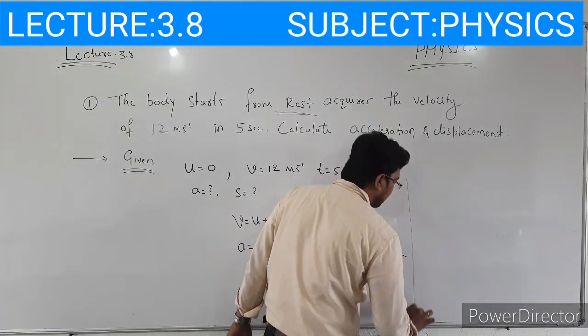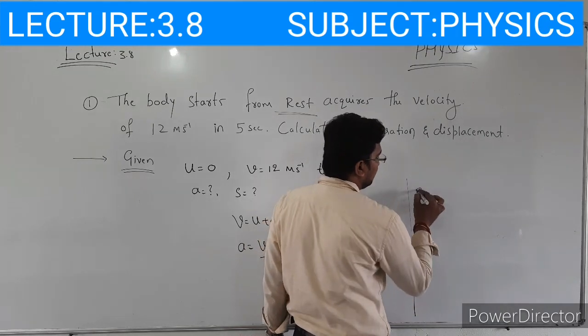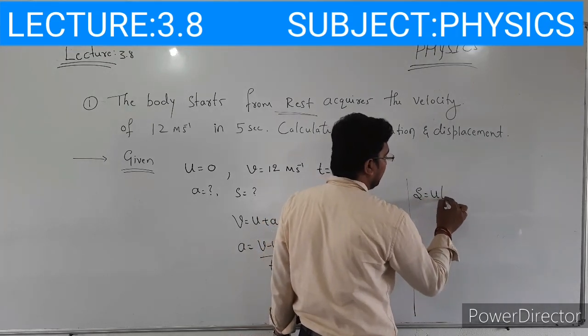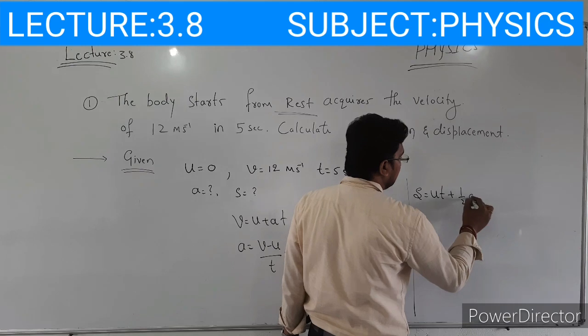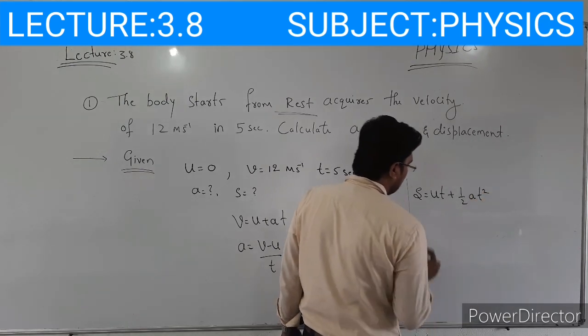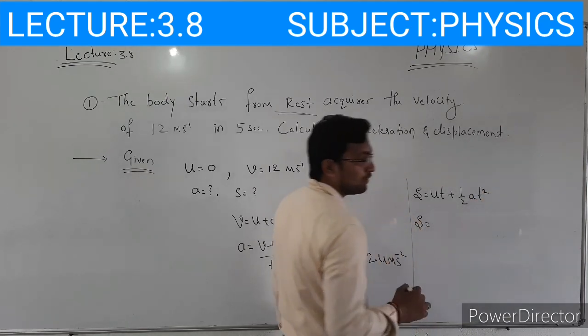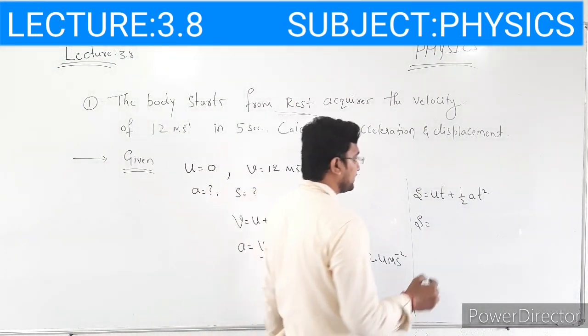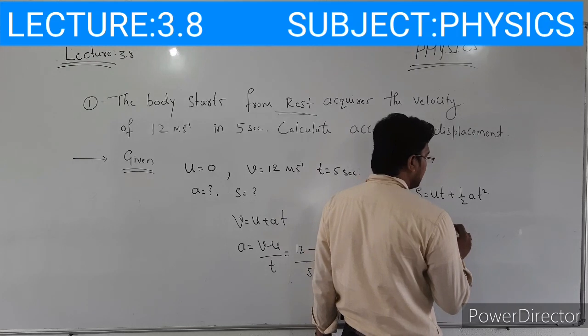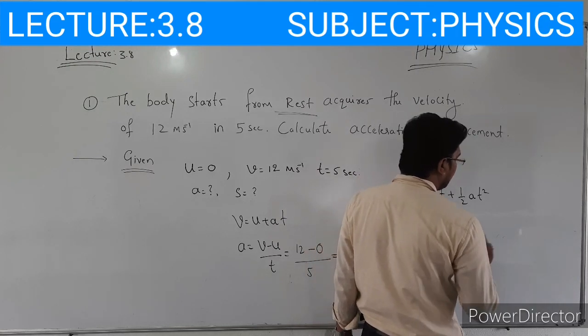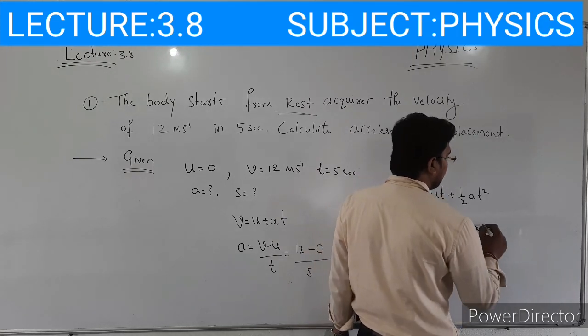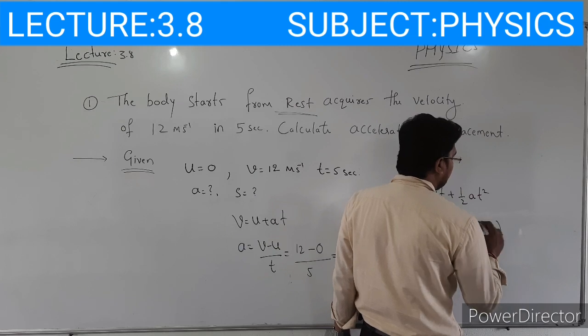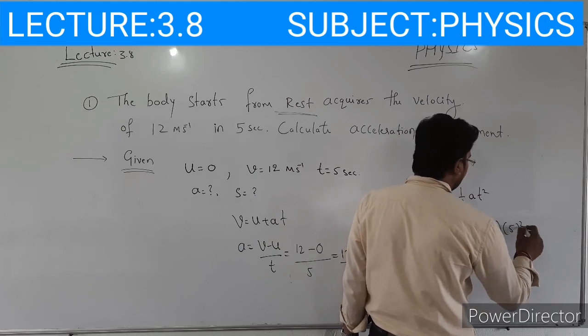Next one, displacement. So the formula is s is equal to ut plus half at square. This is the formula, right? So the displacement is as it is. So u value is given, u value is 0 and t value is 5. 0 into any term is 0 plus 1 by 2. Acceleration value is 2.4 and time is 5 square.